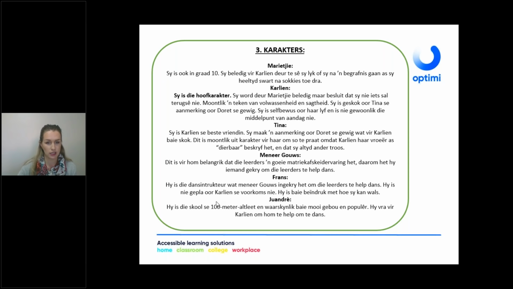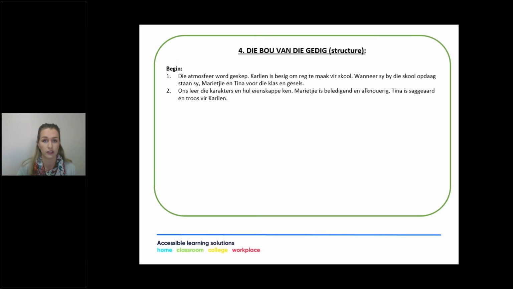Okay, then we see there's Jandre. He is the school's 100 meter athlete. He's very well built. He's probably popular, and he asks Carlene to help him to dance. Okay, that's the characters. You can add more. You can add a lot more. If you feel like there's something more that you saw in a character, you write it down here.